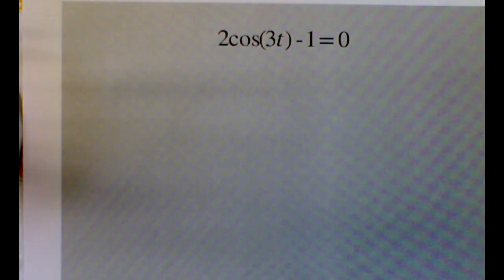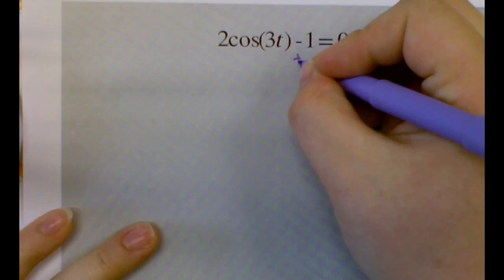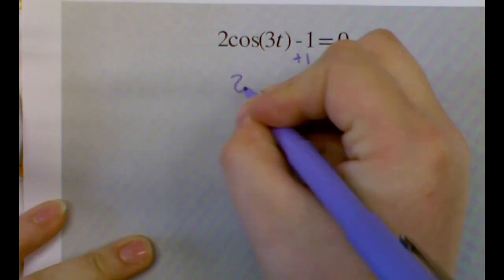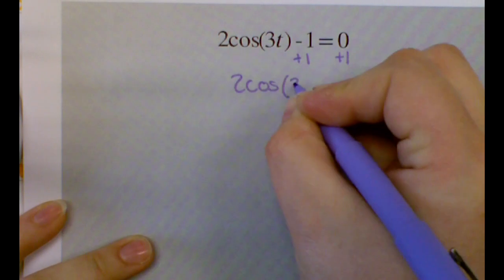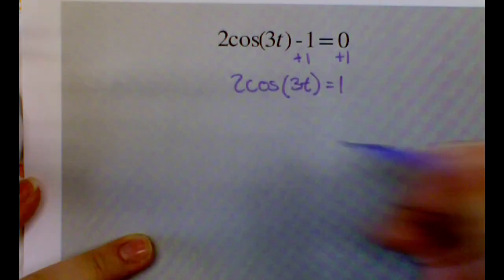All right, now we're going to switch it up a little. Now I have a number inside the trig function. This does not affect the first steps. We still get the trig function alone. Add the 1. Divide by 2.